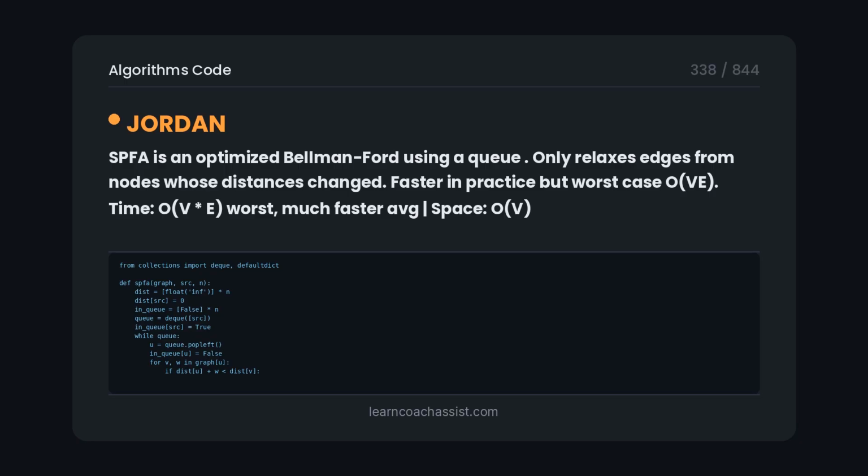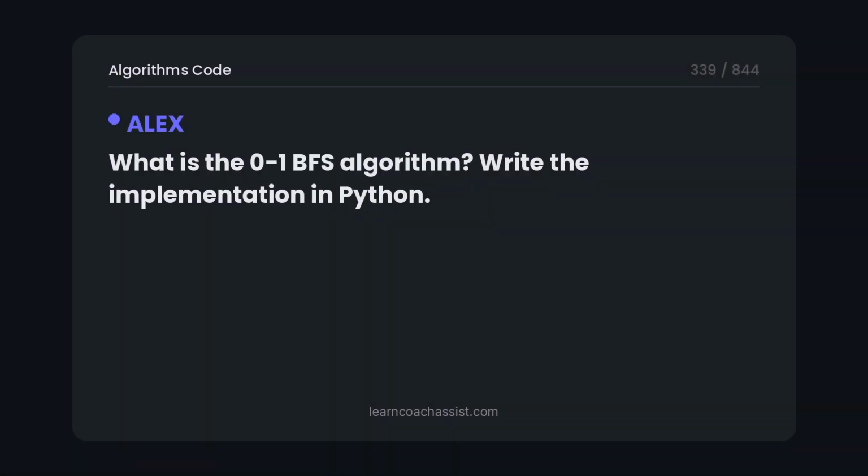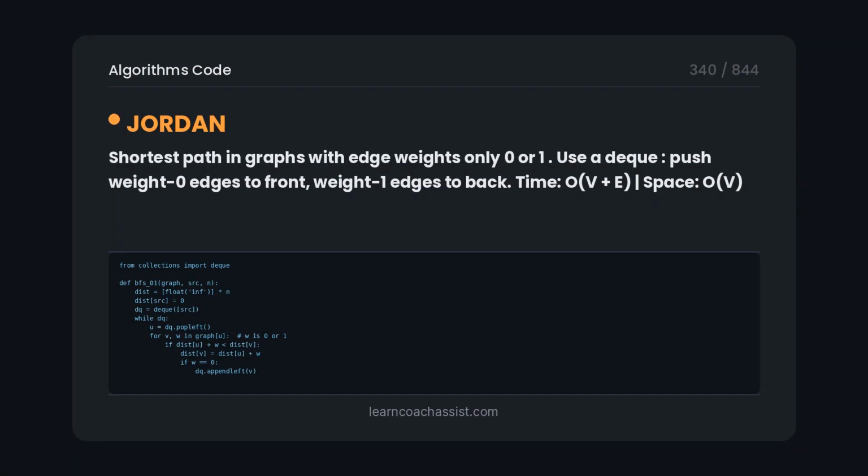What is the 0-1 BFS algorithm? Write the implementation in Python. Shortest path in graphs with edge weights only 0 or 1. Use a deque, push weight 0 edges to the front, weight 1 edges to the back. Time O(V + E), space O(V).